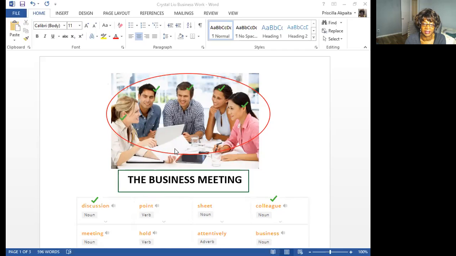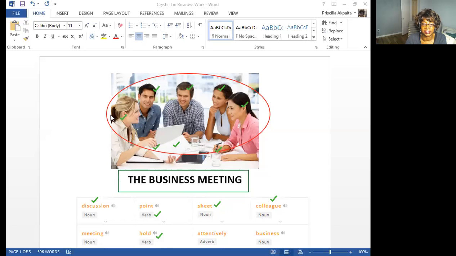We notice here that there is a sheet of paper. Here is the word sheet. Sheet means paper. We can also see that she's pointing to something, and it looks like she may be pointing to something as well. In addition to pointing, she is holding the laptop. I guess this may be a laptop or it may be more paper.